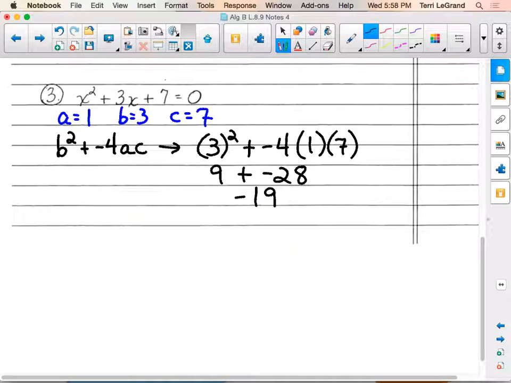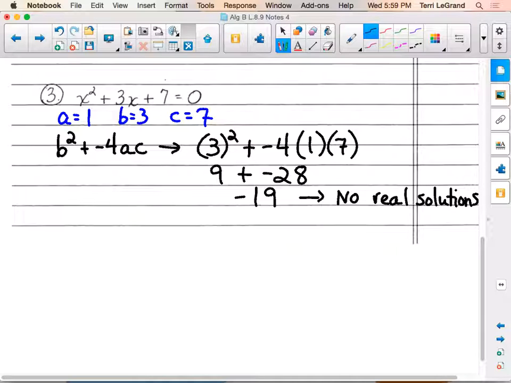If the discriminant is negative, that would mean we're trying to take the square root of a negative number, which is not possible. So we know there are no real solutions. There are no real solutions, that means there are no zeros. If there are no zeros, that means this parabola will not cross the x-axis. And since it has a positive a value, I'm thinking it's opening up. If it's never going to cross the x-axis and it's opening up, that means it has a vertex somewhere above the x-axis.